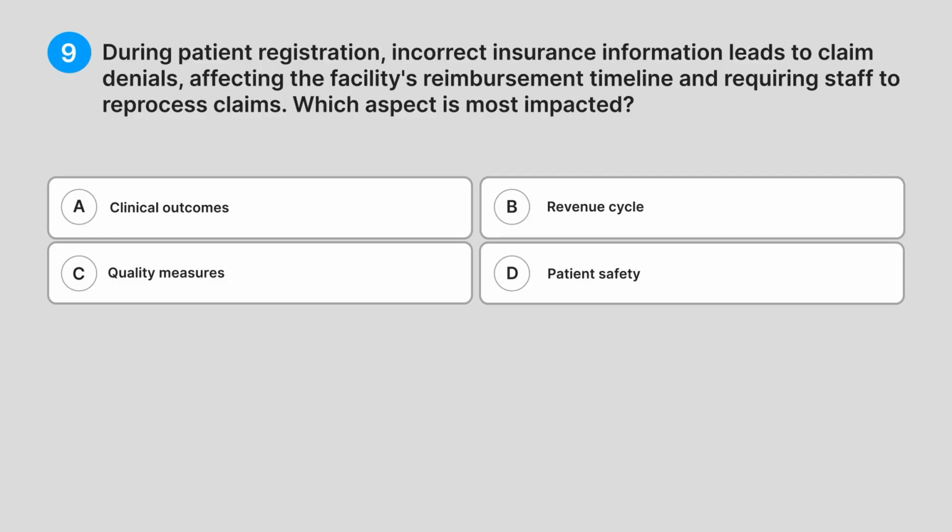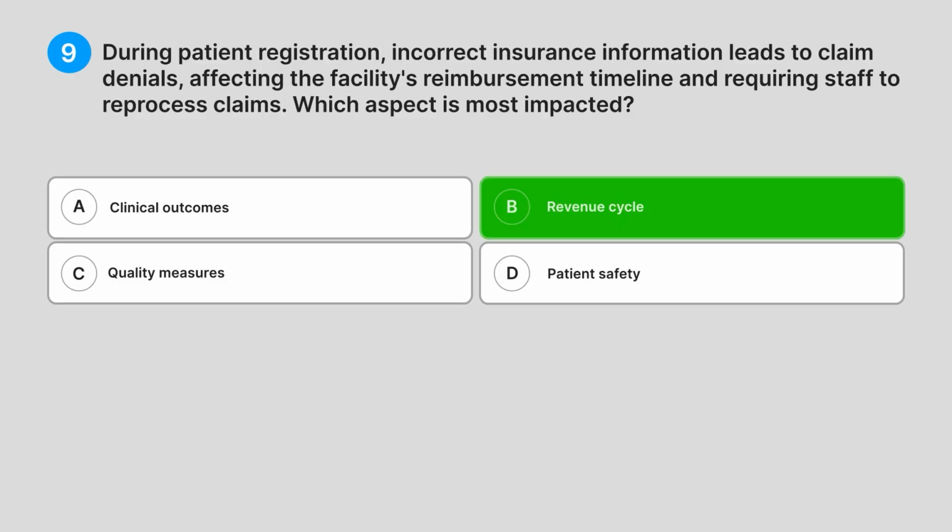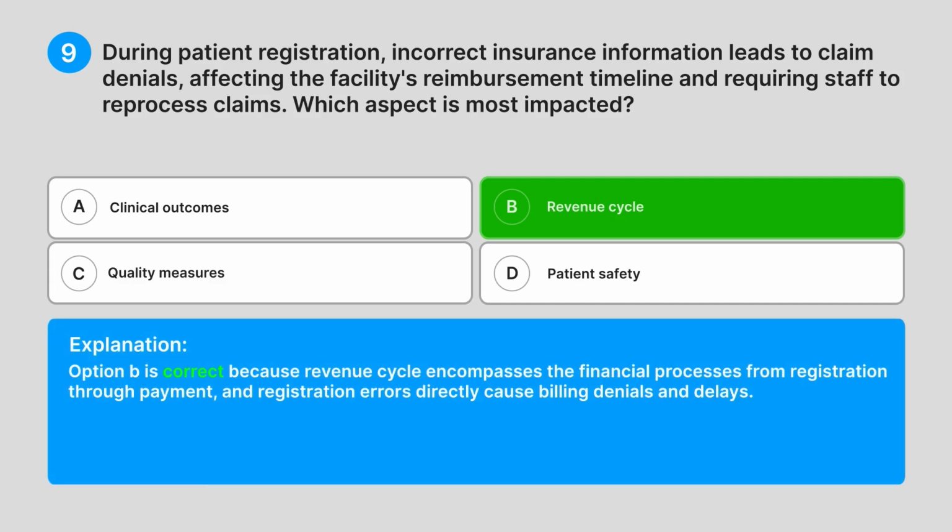Correct answer, B. Revenue cycle. Explanation. Option B is correct because revenue cycle encompasses the financial processes from registration through payment, and registration errors directly cause billing denials and delays.